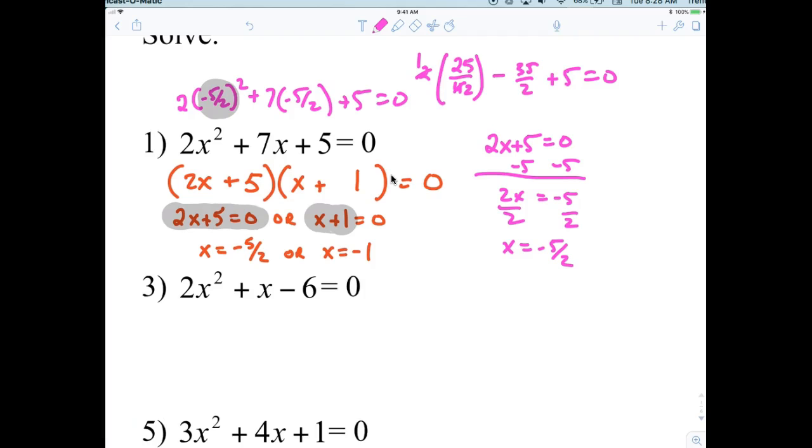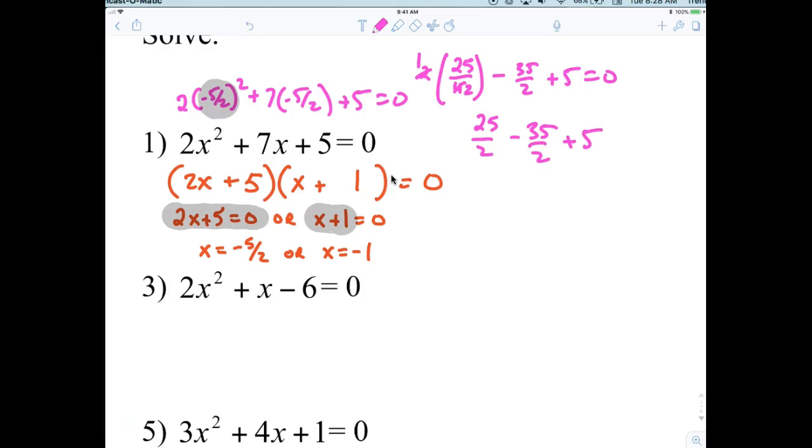Everybody good? Now I have 25 halves minus 35 halves plus 5. That becomes negative 10 halves plus 5. And guess what? Negative 5 plus 5 is 0. So it doesn't look like it's 0, but it is 0, if you know how to do fractions.